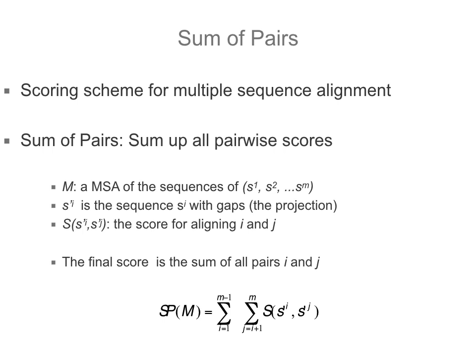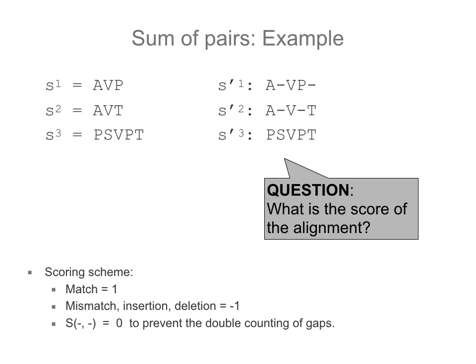Let's consider a concrete example. S1 is equal to AVP, S2 AVT, and S3 PSVPT. We get the corresponding alignment, as you can see it on the right. And now the question is, what is the score? Let's assume that the match counts as 1, mismatch, insertion, deletion as -1, and if we have 2 gaps to be considered, we treat that as a 0.